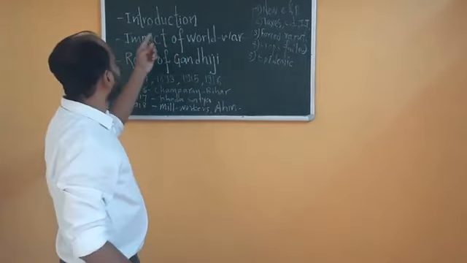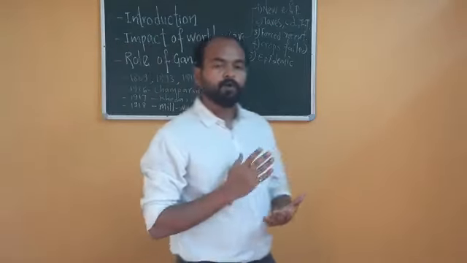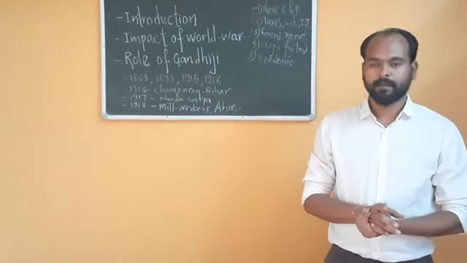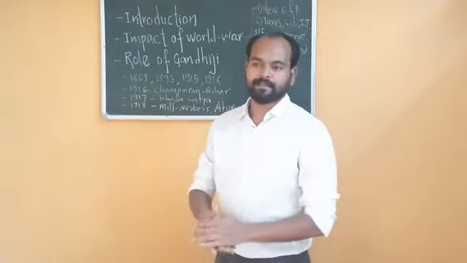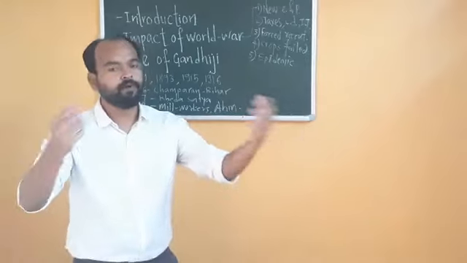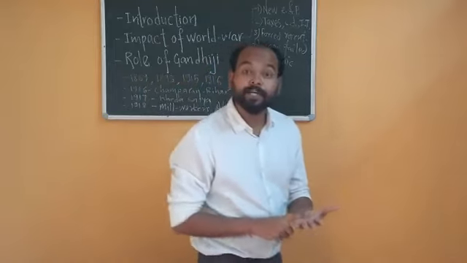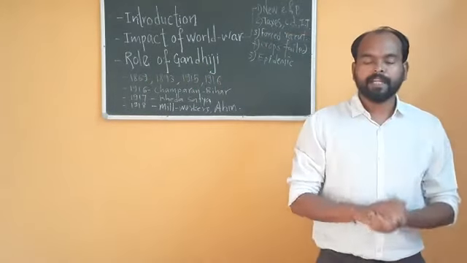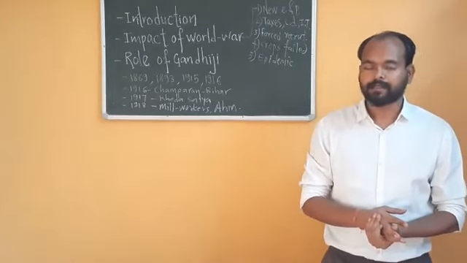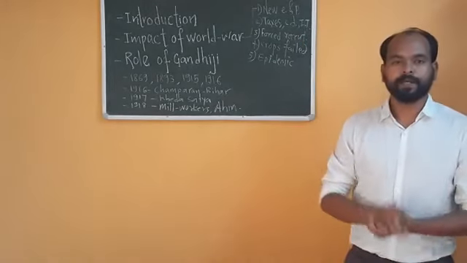Now the second, impact of World War. World War I took place between 1914 and 1918 in Europe. European countries were running a rat race. They had competition as to who acquires the best colony in the world, especially in Asia and Africa. And where there is competition, there is mutual distrust. This mutual distrust gave rise to enmity among themselves, and finally they started having a suspicious nature about one another. And finally, it resulted in World War I.